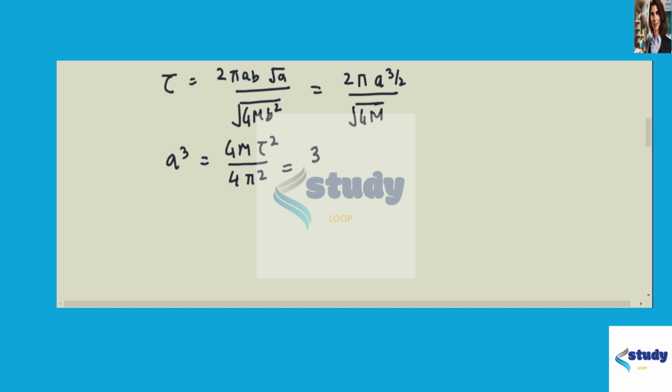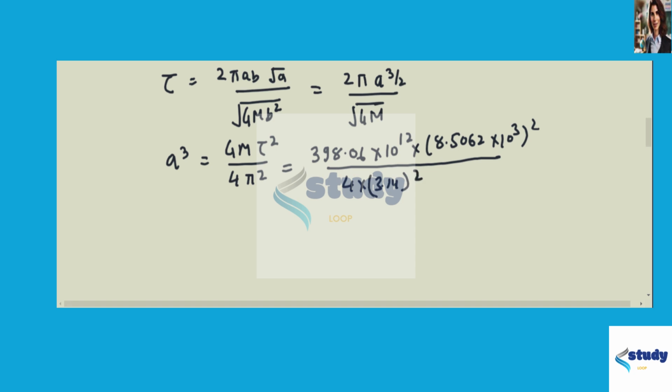Substitute the value. G into M is 398.06 into 10 to the power 12. The time period we have already calculated, into 3.14 squared. So a cubed you will get 729.558. Taking the cube root, you will get a.